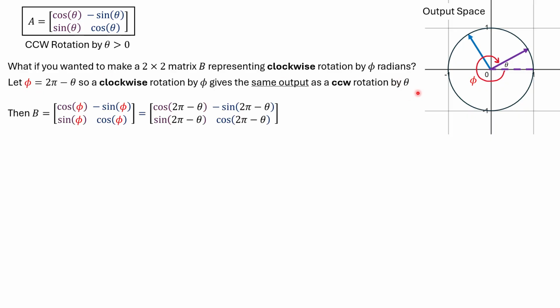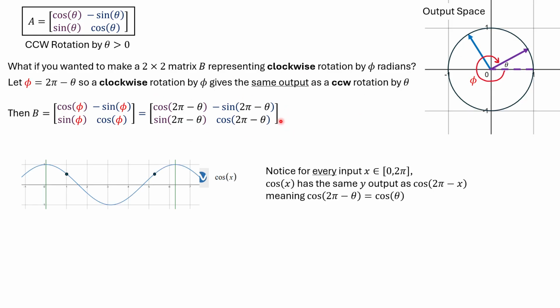And because we already have a general rotation formula, we can just plug phi into our existing matrix. By substituting 2 pi minus theta for phi everywhere in all 4 spots, we get a new matrix expressed in terms of theta. To simplify this, we need to remember a couple of properties of sine and cosine.